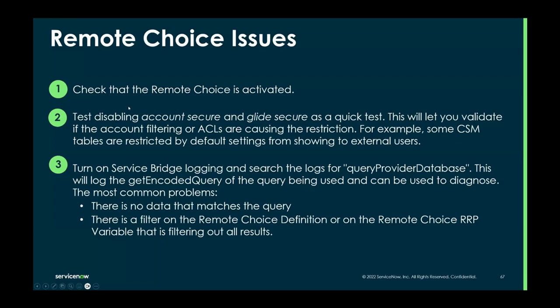So next, if you're still having issues, turn on the logging. In the logs, there's a query provider database entry. That gives you the encoded query, so you can help to diagnose it. There might be no data that's matching the resulting query. There could be filters on some of the definitions, but this will give you the starting place to investigate. You can then take that encoded query and look up the table yourself locally on the instance.